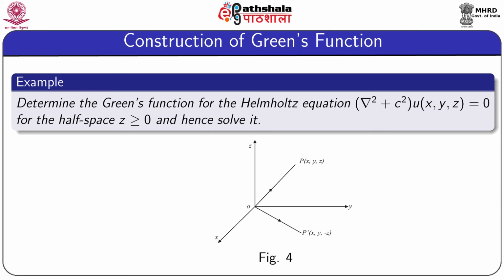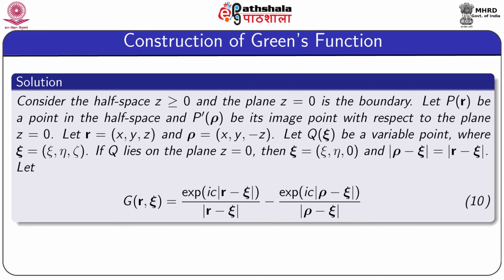So, in this problem, our region or the surface is given by z equals 0, and the Helmholtz equation is valid in the half space z greater than or equal to 0. We want to solve this problem choosing the appropriate Green's function. Again, we shall use the image method to find the Green's function.